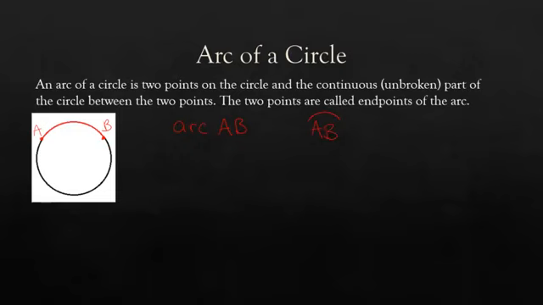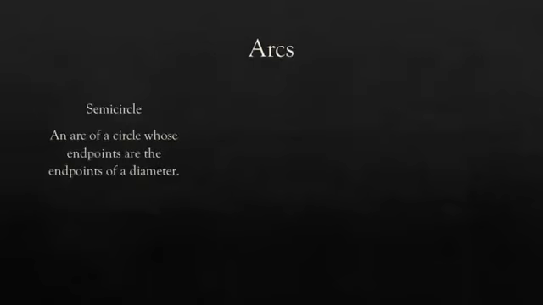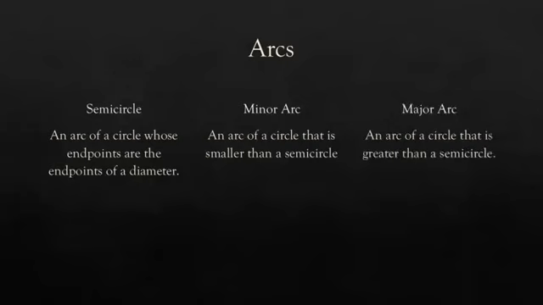There are different kinds of arcs. We have a semicircle. That's an arc of a circle whose endpoints are also the endpoints of a diameter. That would mean that you're going to get exactly half the circle. Semi means half, so semicircle would be half of the circle. A minor arc is an arc of a circle that is smaller than a semicircle. And a major arc is an arc that is greater than a semicircle.